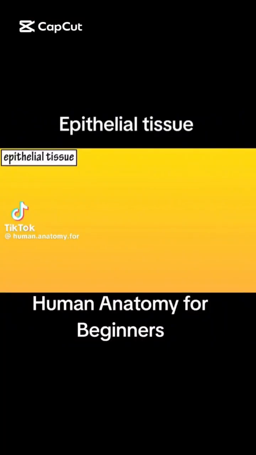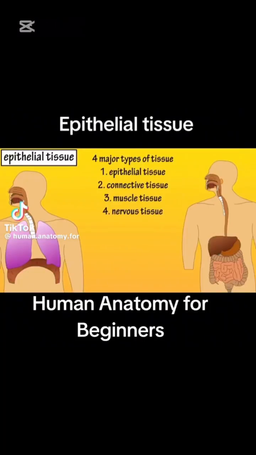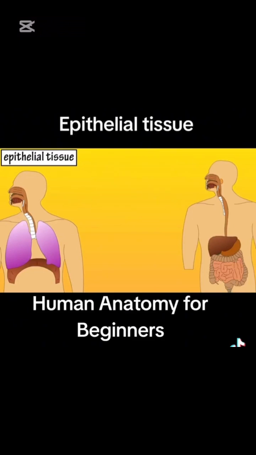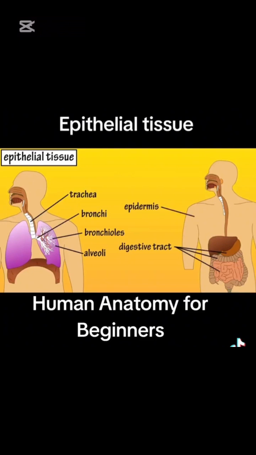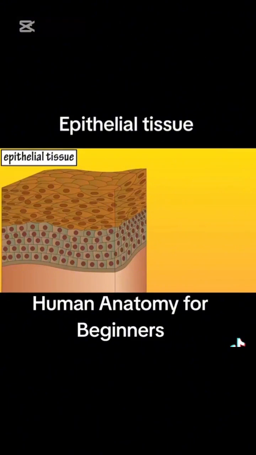Epithelial tissue is one of the four major types of tissue in the body, and it can be found throughout many parts of the body. It lines many of the structures of the respiratory tract, such as the trachea, bronchi, bronchioles, and alveoli, which are the tiny air sacs in the lungs. It also lines most of the digestive tract, the epidermis of the skin, the oral cavity, and many of the glands in the body.